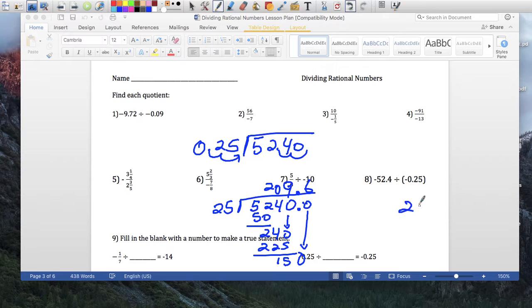Final answer, 209.6, positive because they're both negative. So my answer is positive 209.6. Okay.